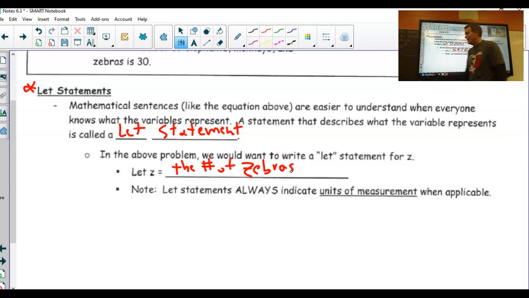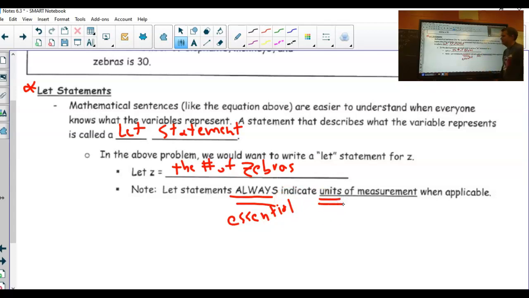A little note here about let statements. They always, I think this is essential, indicate the units of measurement when applicable. Like we're saying Z is the number of zebras, so actually zebras is our unit of measurement. But if this was feet, we wouldn't say it's the length, we'd say it's the length in feet, or it's the amount in gallons. We would include the units in your let statement when you write a let statement.